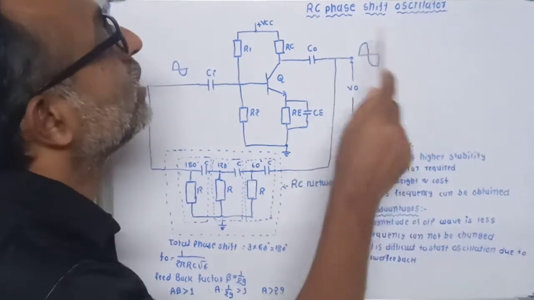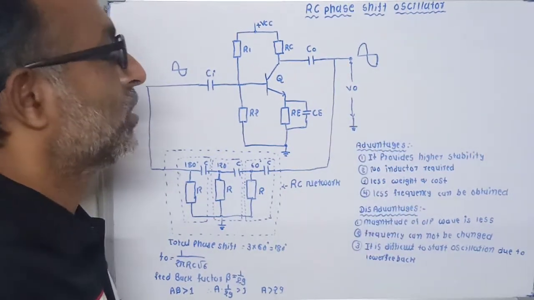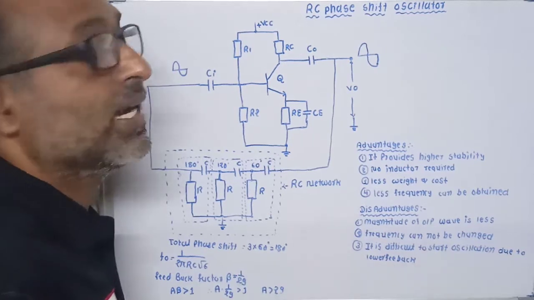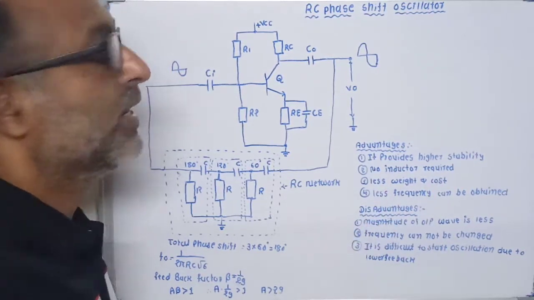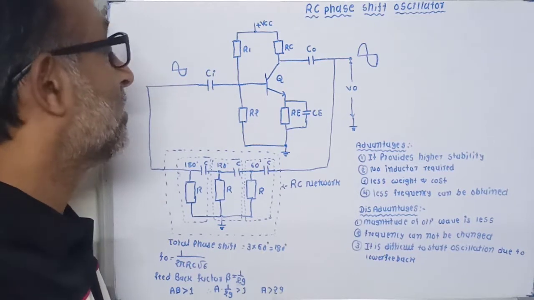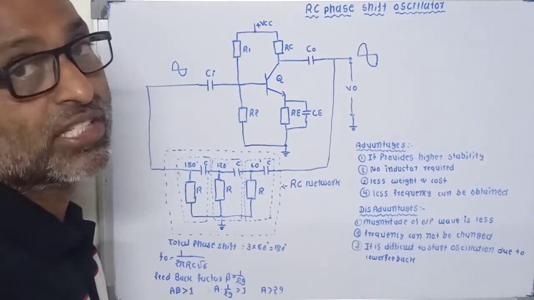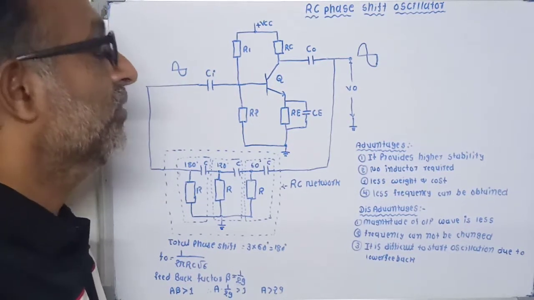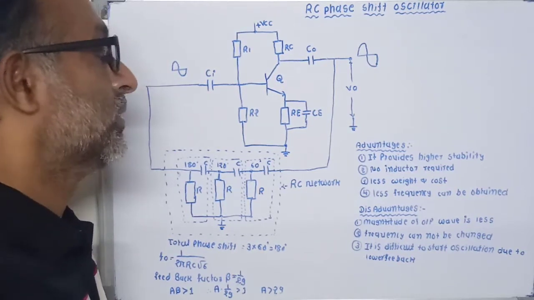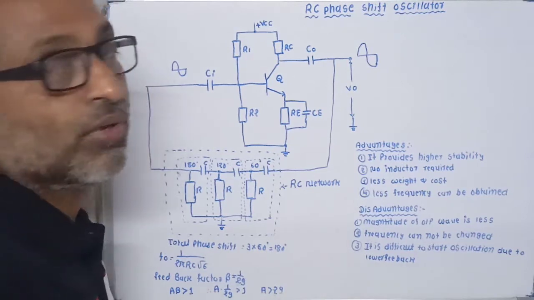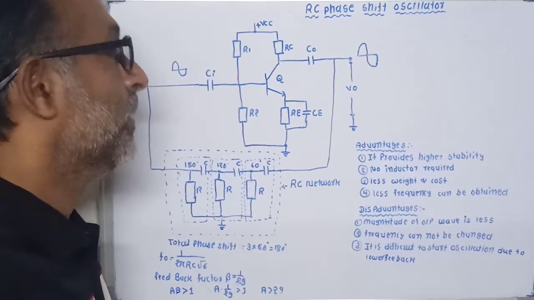Next, the advantages of this RC phase shift oscillator. It provides higher stability, and no inductor is required in these circuits. In these circuits only resistors and capacitors are required, which reduces the weight of the circuit as well as the cost of the circuit. Low frequencies can be obtained.